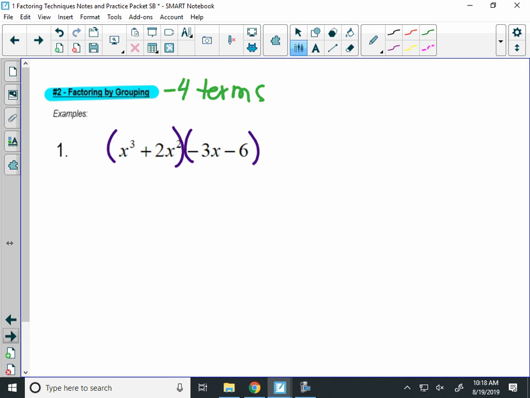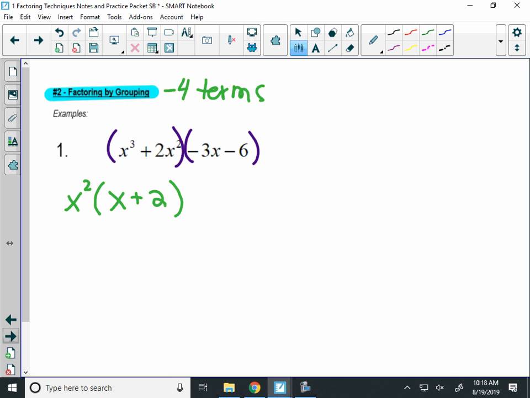After you've grouped them, look at the first group on the left. Is there a greatest common factor between those 2 terms? Yeah, what is it? X squared. So you're going to pull an x squared, factor that out of just the left side. When I factor x squared out of x cubed, what do I have? X plus 2. Now, leave that guy alone for a little bit.